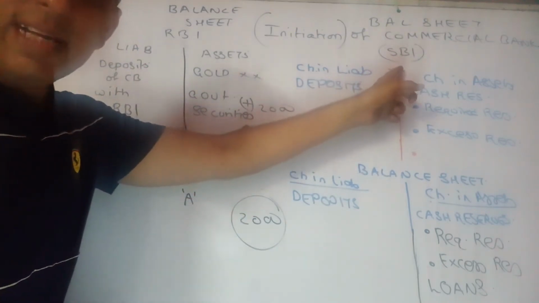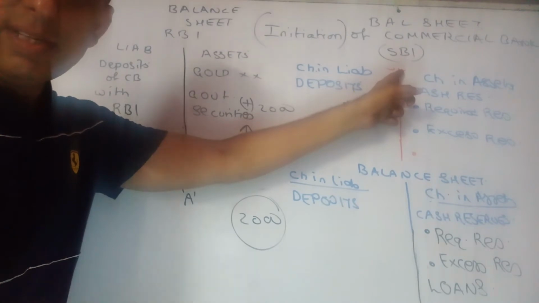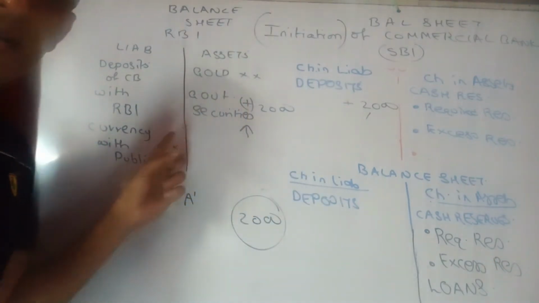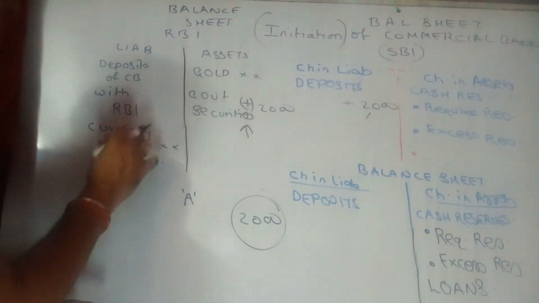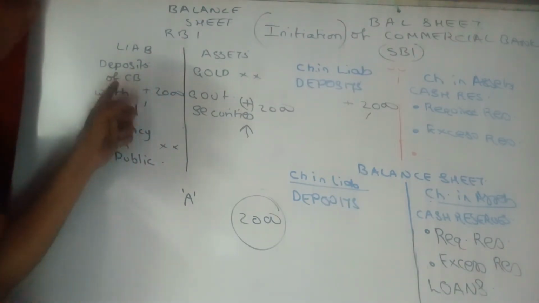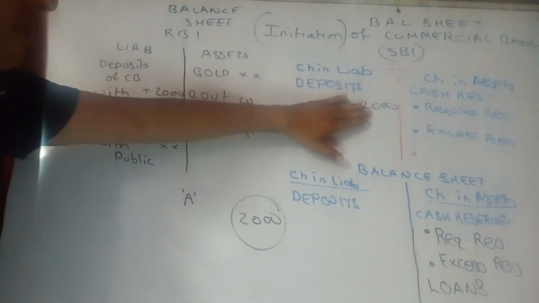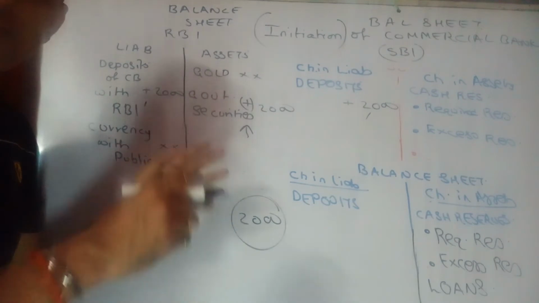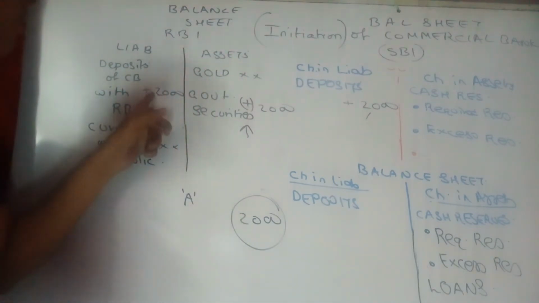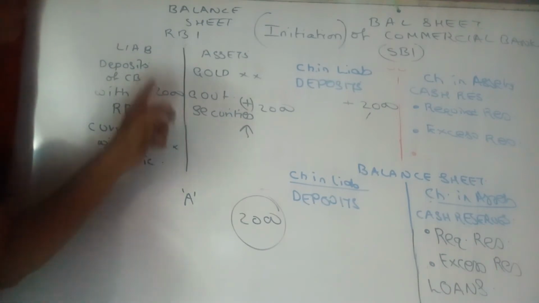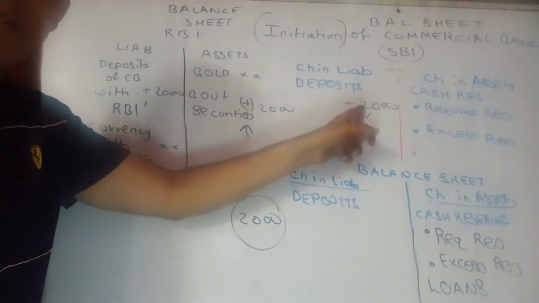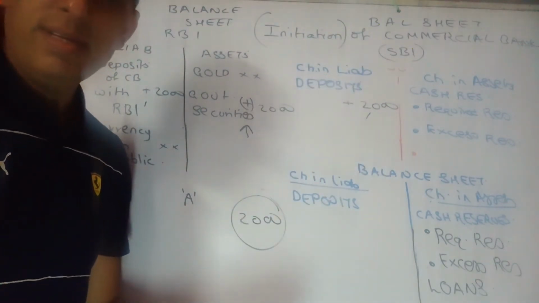Now, where will this SBI get the payment of this 2000 rupees from? Naturally, since the check is of RBI, SBI will collect the same from RBI, and therefore RBI's liability will increase by rupees 2000, since deposits of commercial banks with RBI will increase. This 2000 rupees will go into RBI, and RBI will now have to pay more to the commercial bank, and therefore RBI's liability will increase, right? But at the same time, students, you have to remember, since A has deposited his check in the commercial bank, the liability of the commercial bank has also increased by 2000.